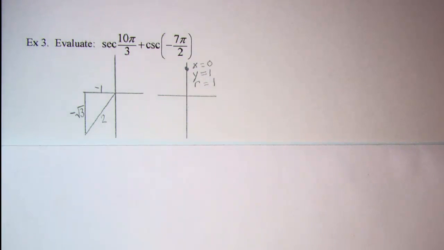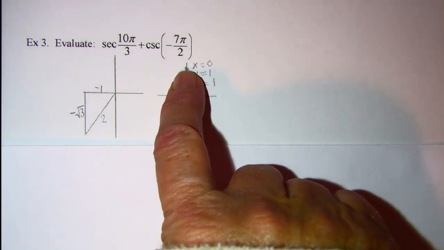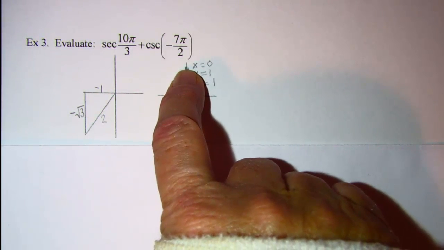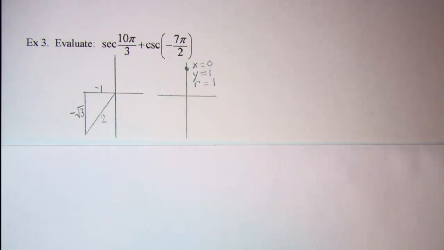Whenever we have a quadrantal angle, we just put a point there and then determine the values of the three variables. So x is 0 at that point, y is 1, and r is 1.